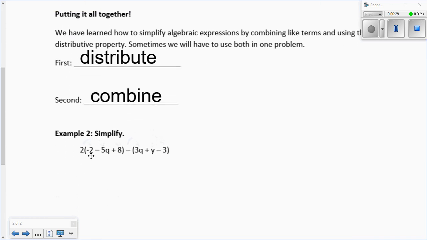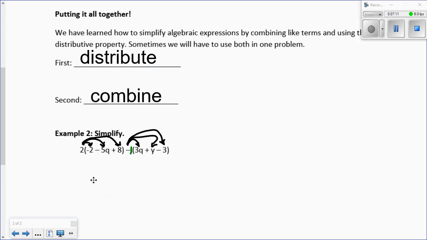We've got 2 times the group negative 2 minus 5q plus 8, minus 3q plus y minus 3. So this is 2 different groups going on. So with each parenthesis, I'm multiplying by a different number. This one's being multiplied by 2. So that 2 is going to get multiplied with the negative 2, with the negative 5q, and with the 8. Okay? Here, we don't really have a number, we just have a minus. But really we do have a negative 1 there. That invisible 1 we have to write in. So we're going to multiply negative 1 with 3q, with the y, and with the negative 3.